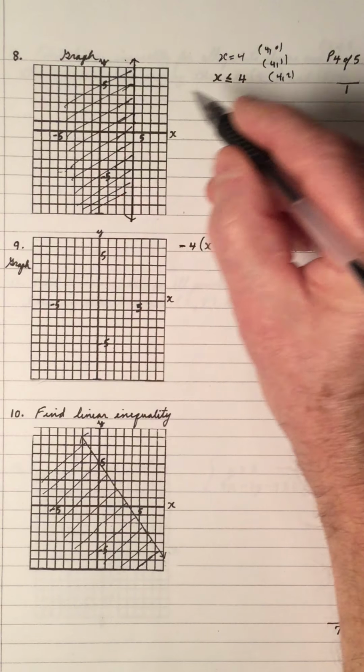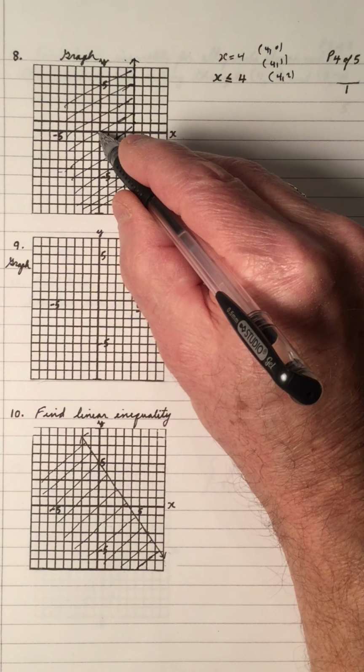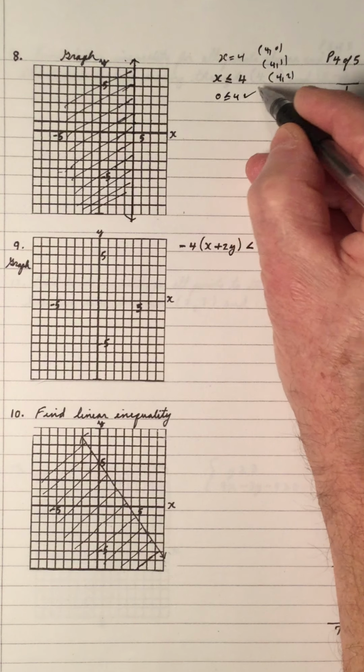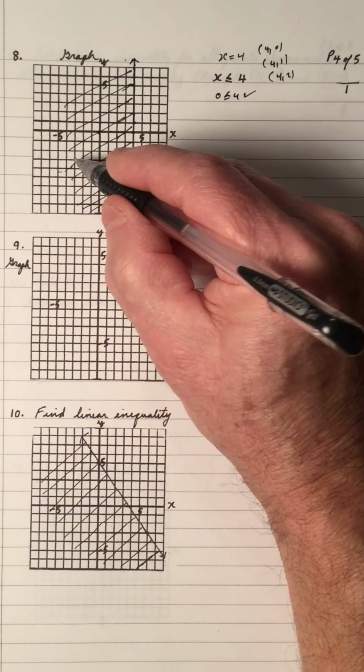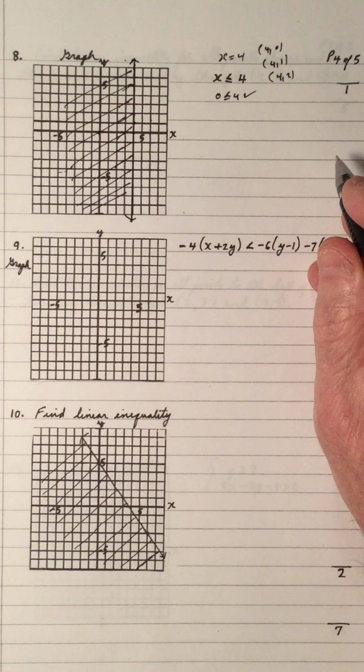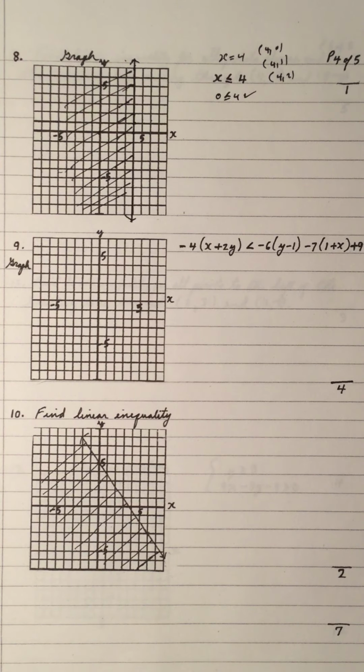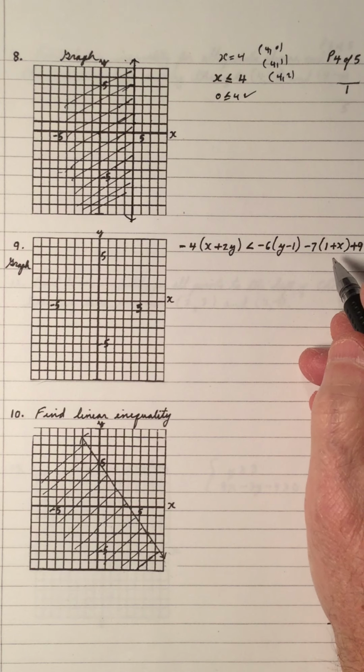And think about it. Try the point 0, 0 again. If you take the point 0, 0, x is 0, which is less than 4. That's true. So 0, 0 is true. So we're shading correctly on the left. Number 9, we have to simplify this inequality first. In other words, solve it for y.